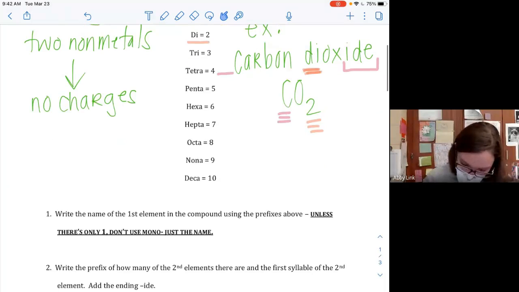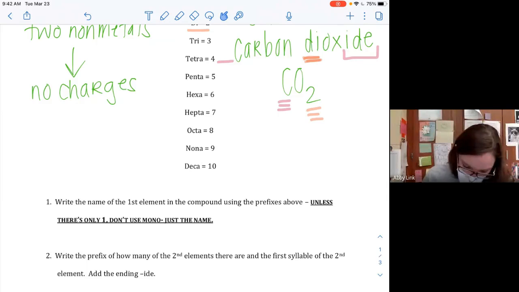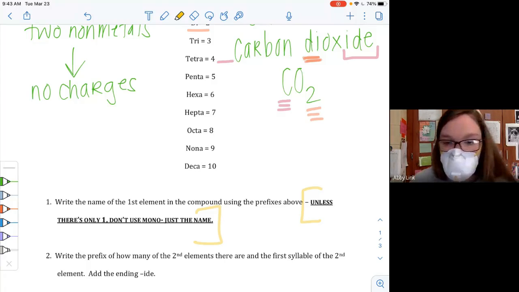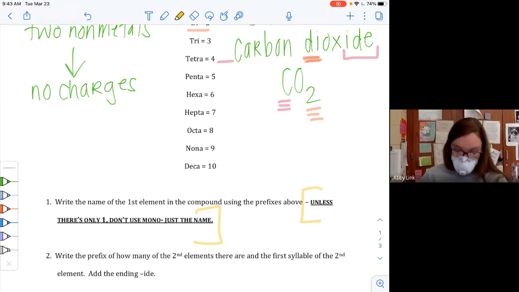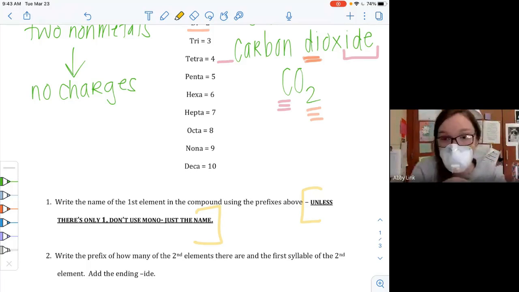Let's take a look at the rules now that we've worked through an example. The rule is: write the name of the first element in the compound using the prefixes above, unless, there's always a but here, right? Unless there's only one, don't use mono, just the name. That makes sense now as to why we have 1 carbon in carbon dioxide. There's no subscript written on there, so we assume it's a 1, and that means we don't have a prefix on that carbon. My friends, this is the only time you're not going to include a prefix: if the first element has only one.